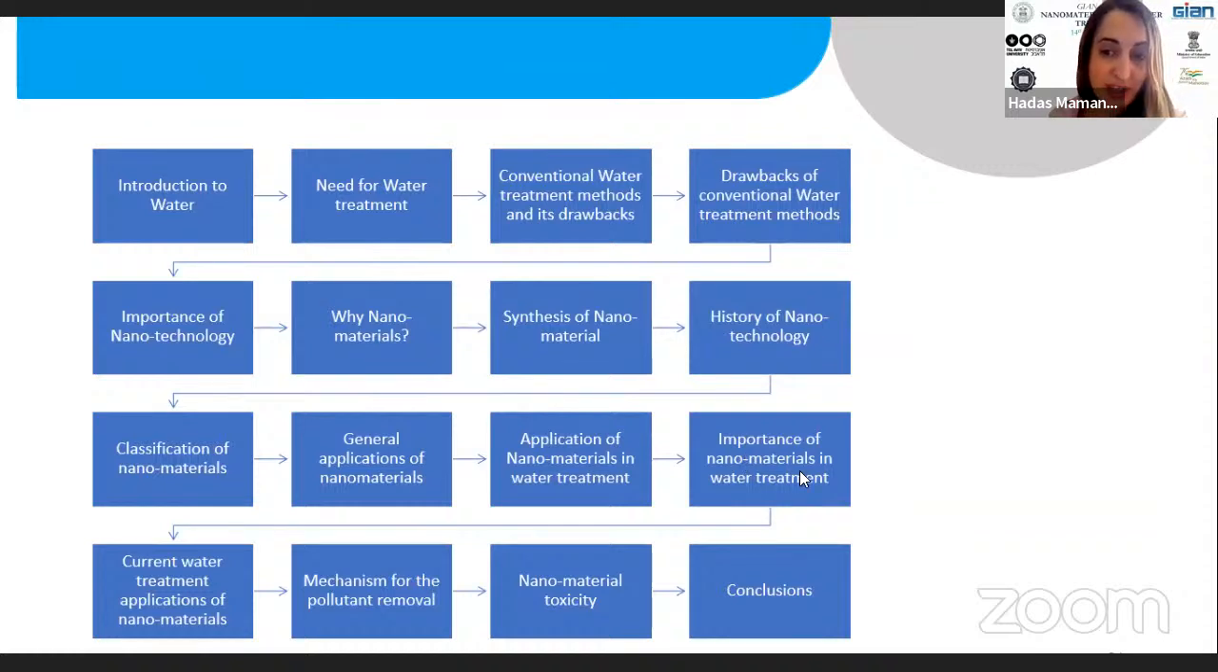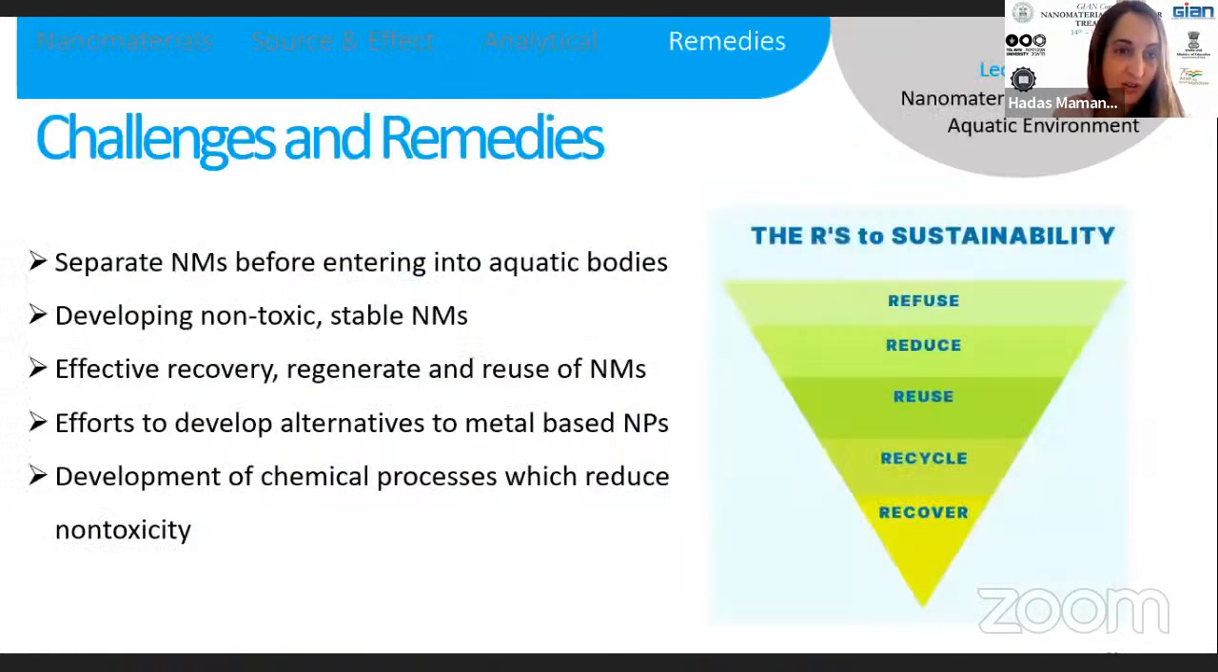Then we discussed the importance of nanomaterials in water treatment, the current water treatment applications of nanomaterials, the mechanisms for pollutant removal, nanomaterial toxicity, and conclusion. So the path of this course went like this, until we reach this point today. And I'll just continue to talk about a few features that I thought were interesting.